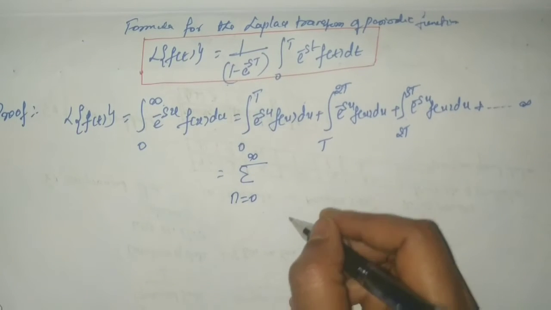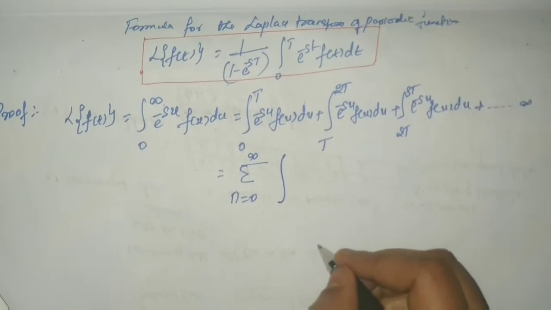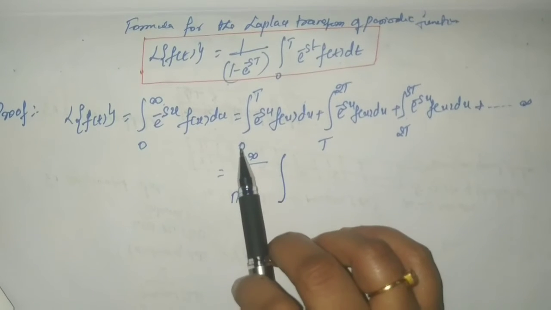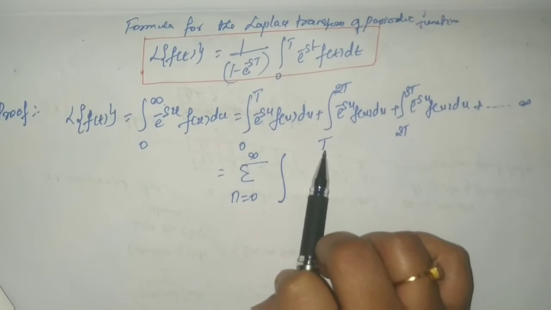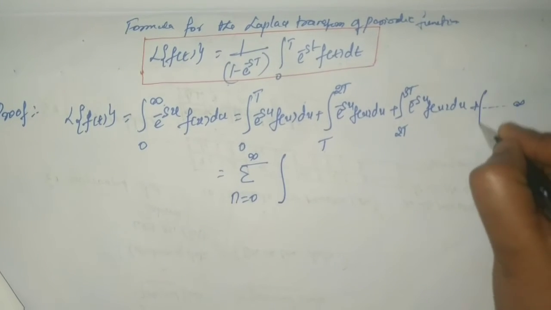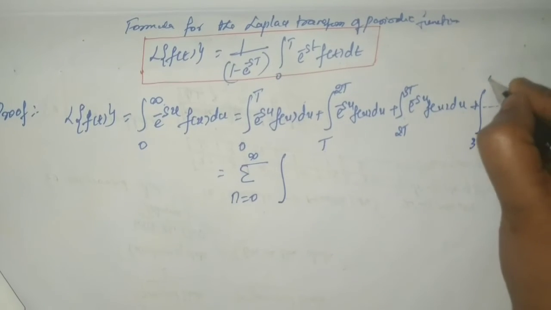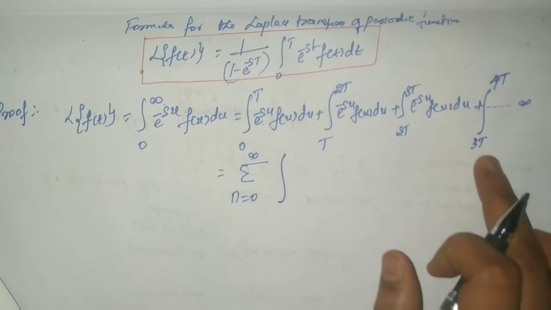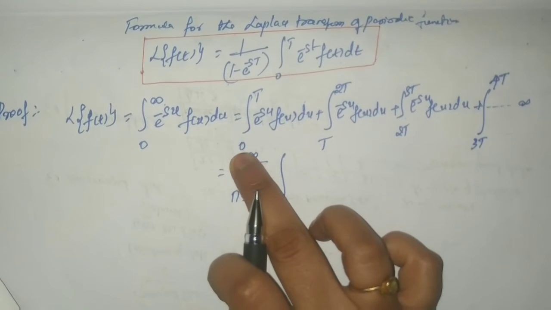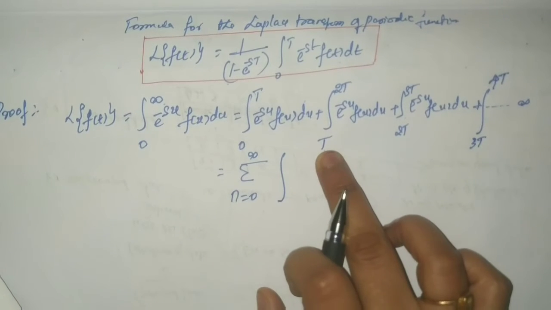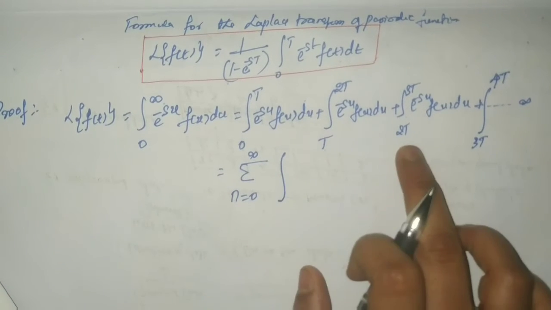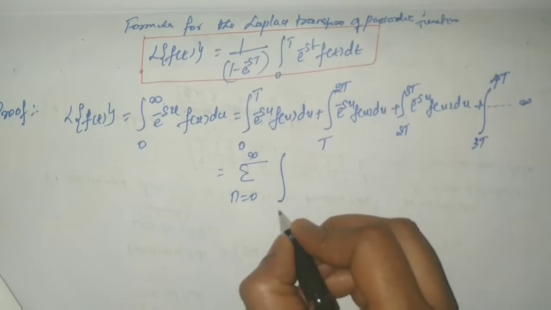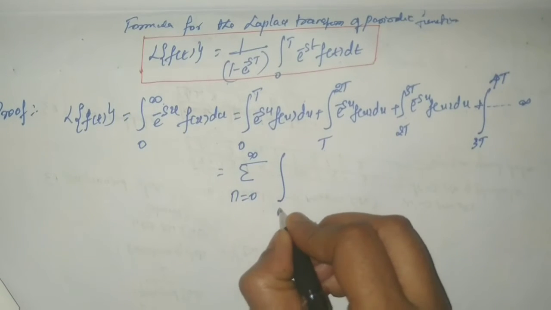Right? n is equal to 0 to infinity. Take the integration. You can see here it is 0. Here it is becoming T, 2T. For example, the next term will become 3T to 4T. So it is getting incremented by the n value. If n is 0, you get the lower limit. N is 1: T, 2T, 3T and so on. So I can write here nT.